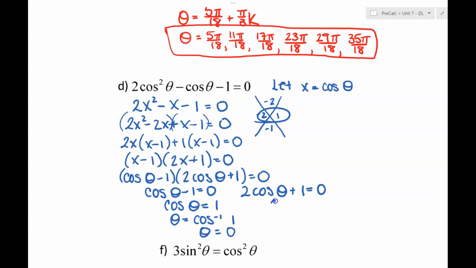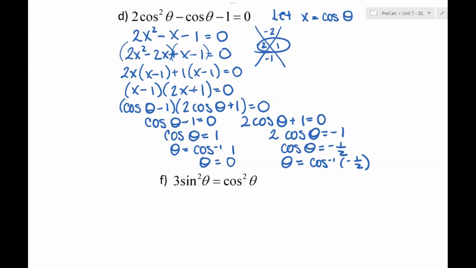Okay. For the second one, we have 2 cosine theta equal to negative 1. Cosine of theta is equal to negative 1/2. So for theta, where is cosine negative 1/2? Well, it is in the second and the third quadrant. We know that the cosine of pi over 3 is 1/2. So then if I'm in the second quadrant, it's 2 pi over 3. If I'm in the third quadrant, it is 4 pi over 3. So it turns out that we have 3 solutions.